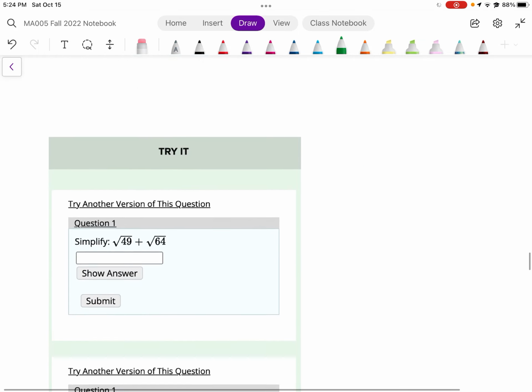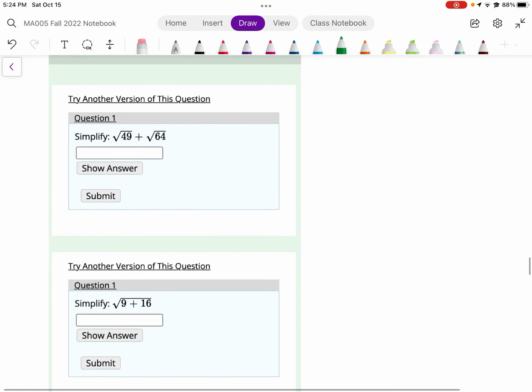All right, next one. So try another version of this problem. This is from the book. There are some great problems in the book and great videos. Hopefully you've been trying those. So simplify square root of 49 plus square root of 64. Square root of 49 is 7. Square root of 64 is 8. So you should get 15 on this one.